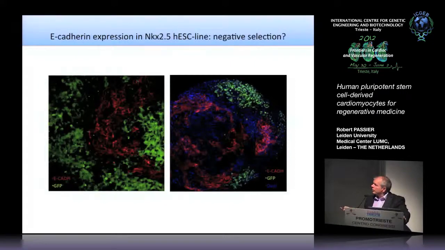So this is an example of co-staining, here we have GFP expression co-stained with E-cadherin, and you can see that there's no overlap between these two parts, and this is a bigger, let's see, a whole EB, and you can see that there's E-cadherin expression and here GFP, but it also indicates that there's still areas that are blue which are not expressing GFP but also not E-cadherin. So you can enrich by negative selection in this case, but you also will not have a pure population of cardiomyocytes.